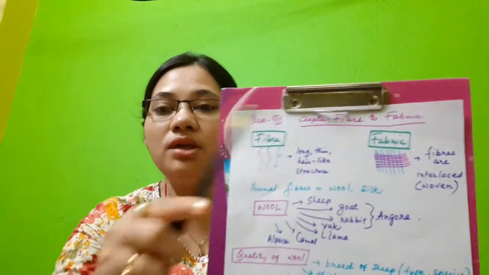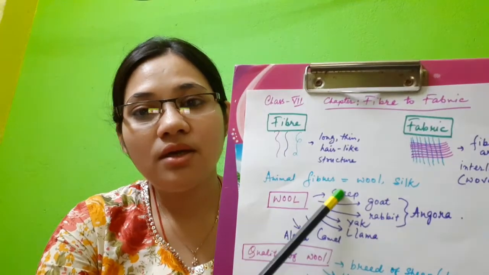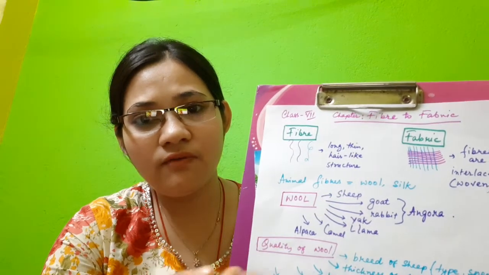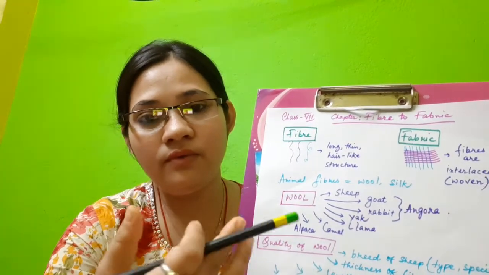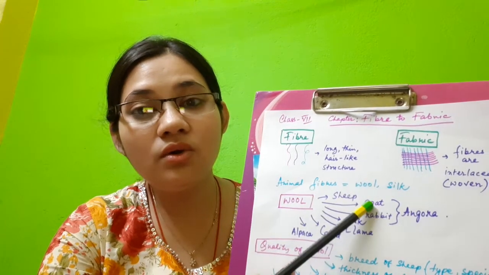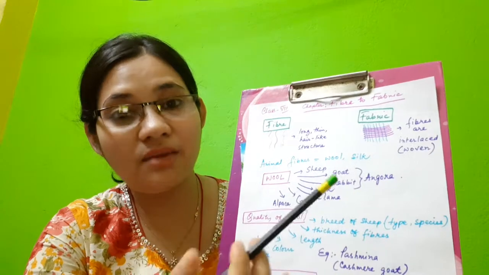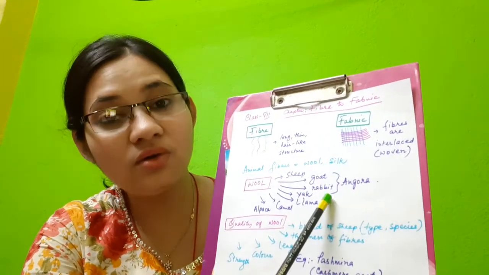Now animal fibers, as you know, are of two different types, or you can say examples, like wool and silk. Now wool is obtained from certain types of animals. For example, sheep. All of you have seen in Himalayan regions, sheep are present, which give a very thick layer of wool. So sheep, then goat, rabbits are there. These goats and rabbits are of a special type, so they are called Angora goats and Angora rabbits.